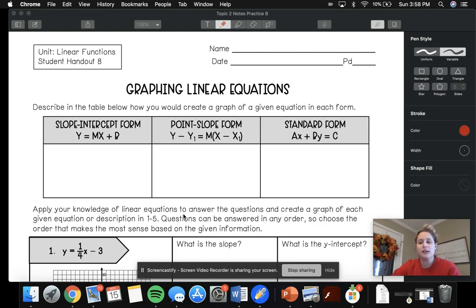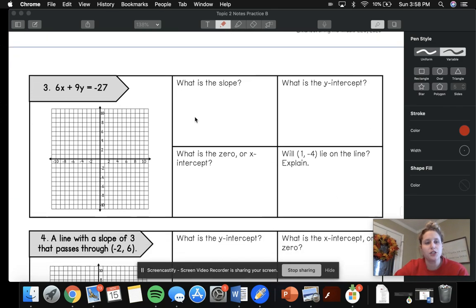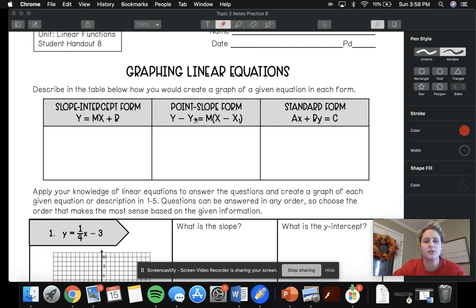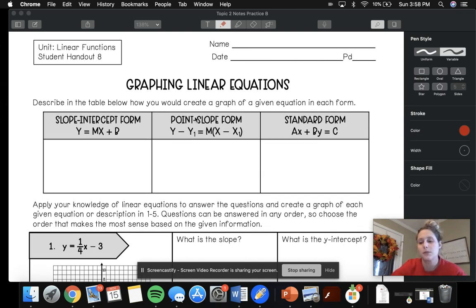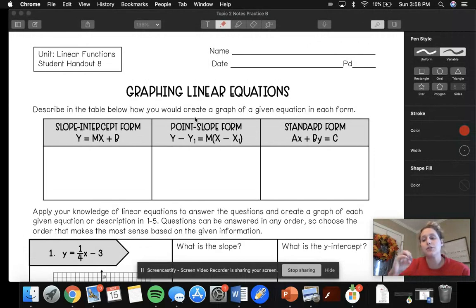Hey guys, we are on pages 21 and 22, and this is just a nice little review of all three forms that we learned how to graph in this unit, and basically how to do it and how to find all of the various information. So again, we're just graphing lines, but based off the different form, we could do it in different ways. The first thing it says is to describe in the table how you would graph given an equation in each form.